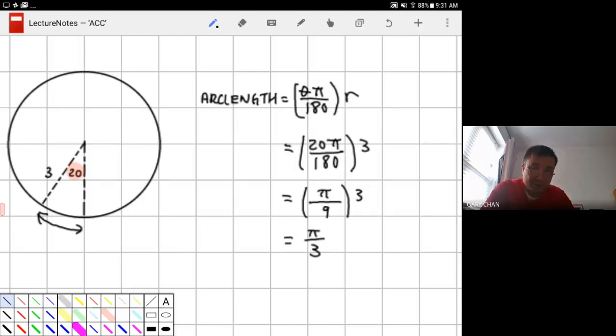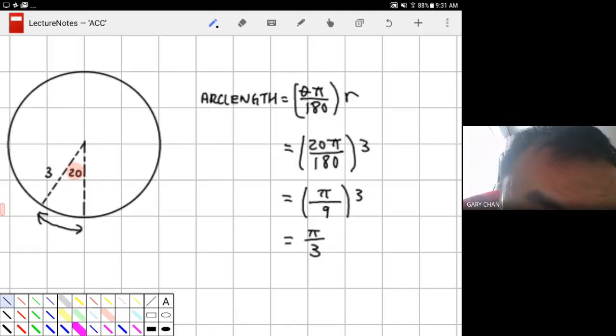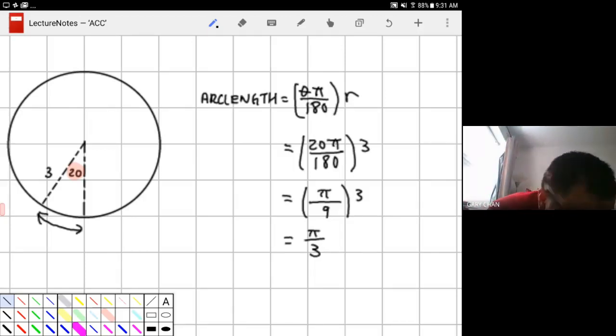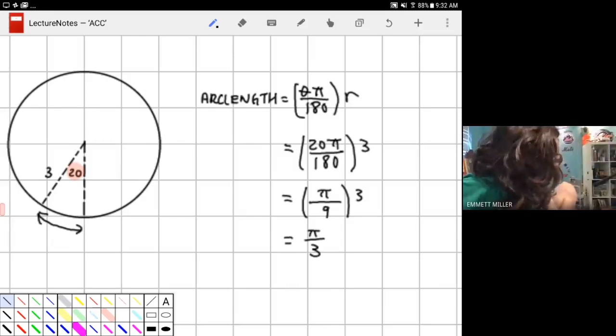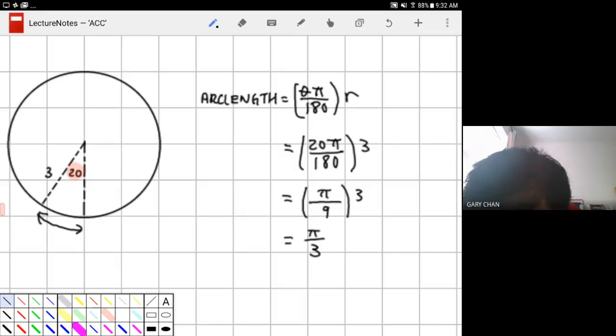And the problem says you can enter this as a decimal or in terms of pi. So I will enter this either way. Let me see here. Done. Pi over 3. Yeah, in this case, it's easier. Just use pi. Yep.